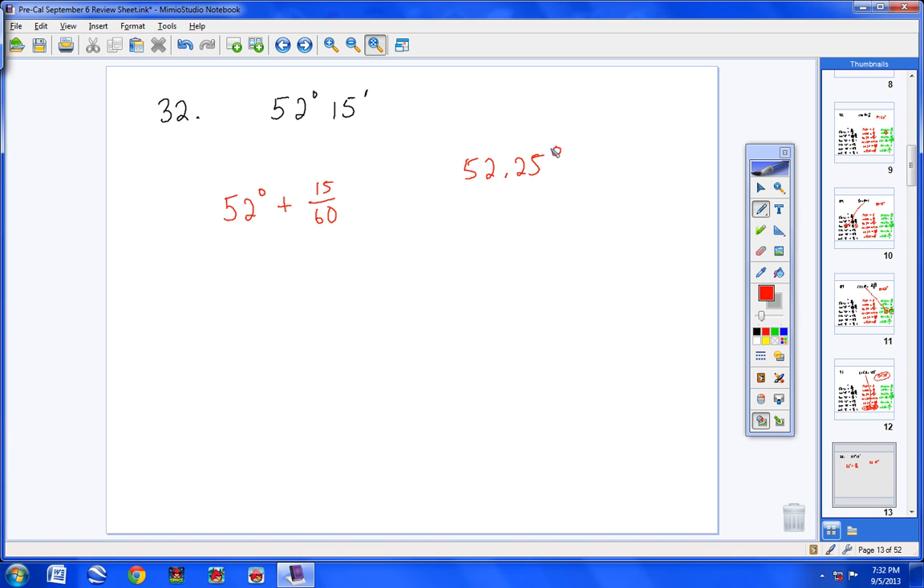And another way to do it is just simply with your calculator, type in 52 and then hit second apps option 1, and that circle will pop up. Then type in 15, hit second apps option 2, and that line will pop up like that. And then you should be able to hit enter, and that will convert that over for you to 52.25 degrees.